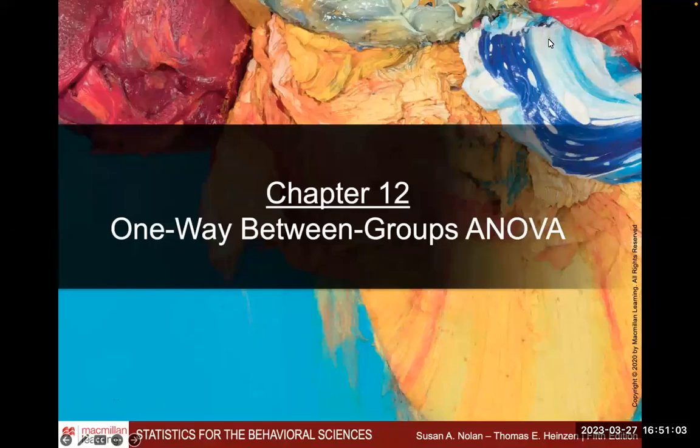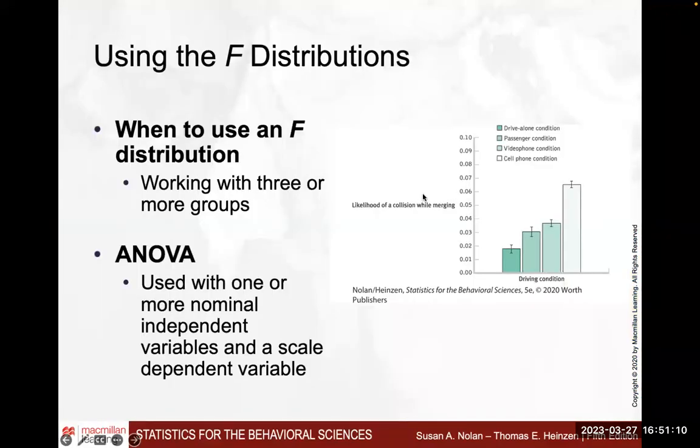Okay, one way ANOVA. So I just want to briefly go back to this slide here. We have four different driving conditions. Remember this. The definition is: you use ANOVA when you have a scale dependent variable on the y-axis, and a nominal, categorical independent variable with three or more different levels. The number of levels defines the groupings, and these groupings determine whether you use a t-test. With two, you can use a t-test. If the two levels are before and after, then you use a paired sample t-test. If you have three or more, you use an ANOVA.